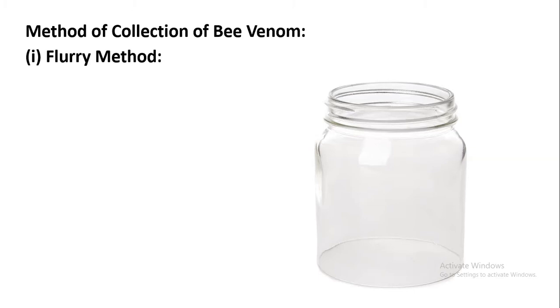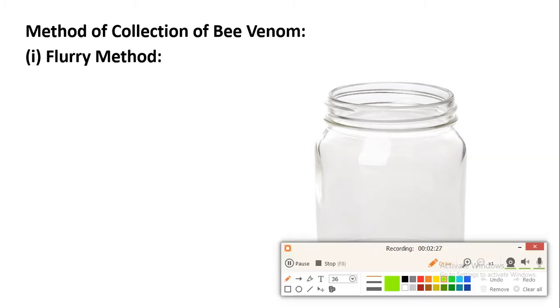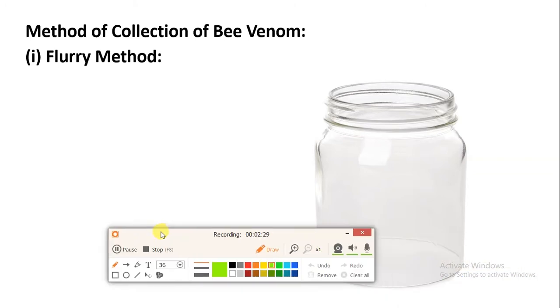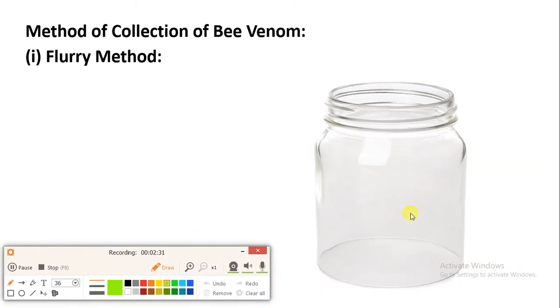It was suggested by the scientist Flurry, in which a large number of live bees are placed in a wide naked glass jar. Here in this picture you can see a glass jar which we have kept, and inside the glass jar we are going to add some bees. Further, this jar is going to be closed with a filter paper. This filter paper should be damped with ether.